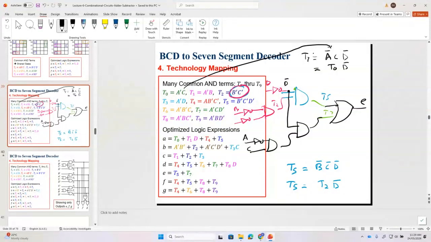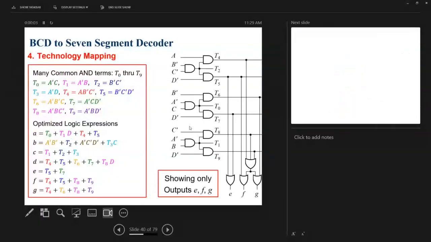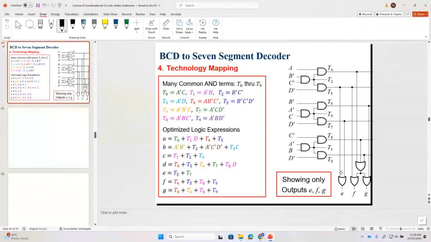So we found the expression for E. Similarly, we can find an expression for F. We can find an expression for G. And if you go through all these, this is all the required expression. Clear? So now can you see here? This is my expression for E now. Look at here. This is now my expression for E.